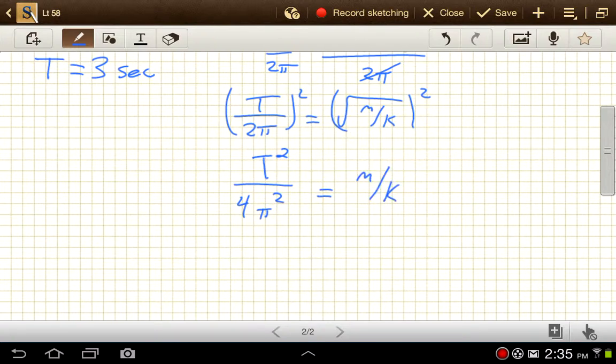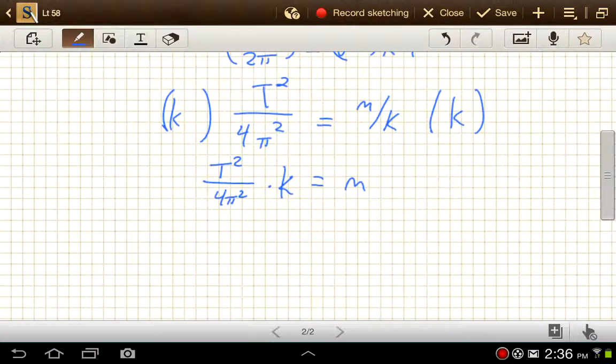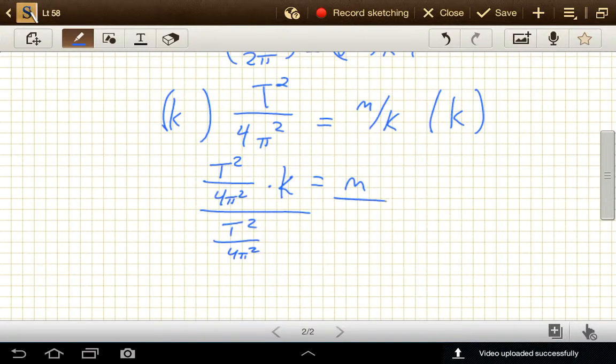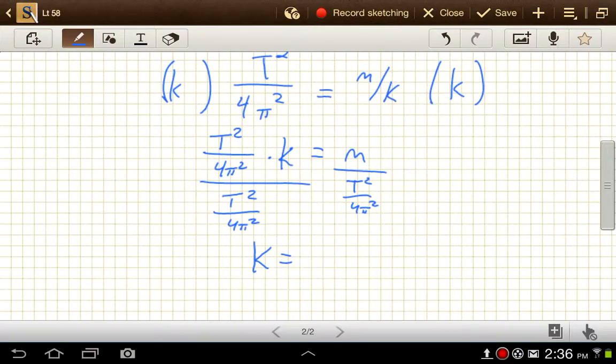I'll multiply both sides by k to get T squared over 4 pi squared times k is equal to m. And then I'll divide both sides by T squared over 4 pi squared to get that k will equal, dividing by a fraction, I can just multiply by the reciprocal, so that'd be 4 pi squared m over T squared.